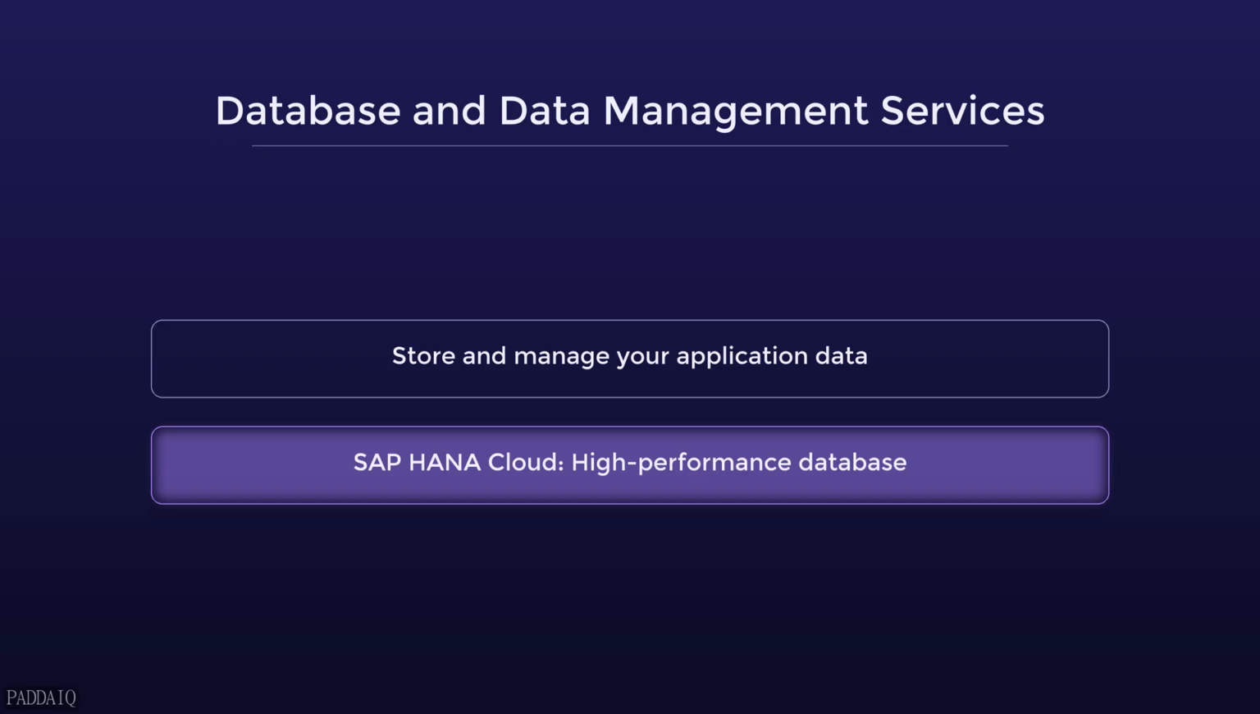SAP HANA Cloud High-Performance Database. It's an in-memory database that processes massive data volumes at incredible speeds, enabling real-time analytics. For example, a retailer can instantly analyze millions of sales transactions to manage stock levels dynamically. This ensures your applications always have the fastest access to critical business data.